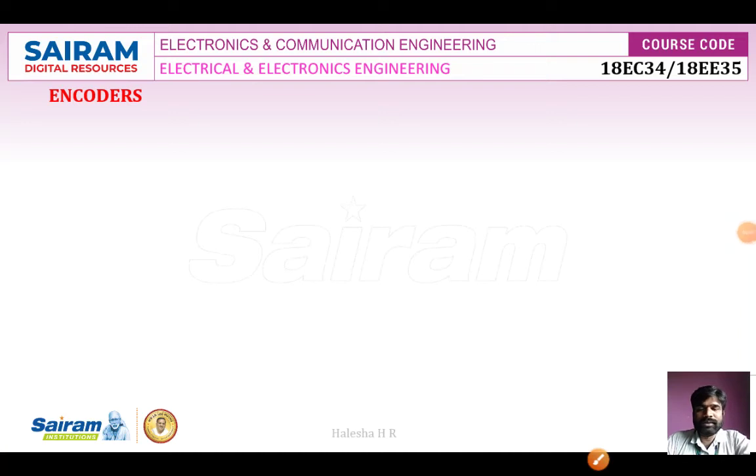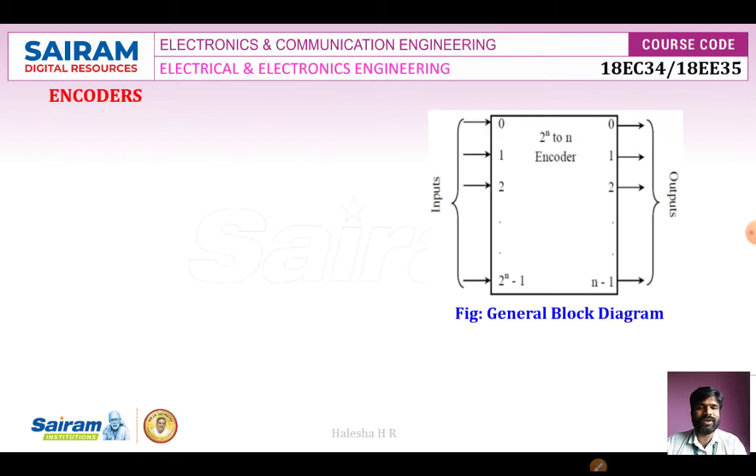Evening. In the previous video, we discussed the decimal decoder and the decimal decoder IC, that is 7445. Now I'll explain the encoders. Encoder means it is the opposite of a decoder. This is the general block diagram.